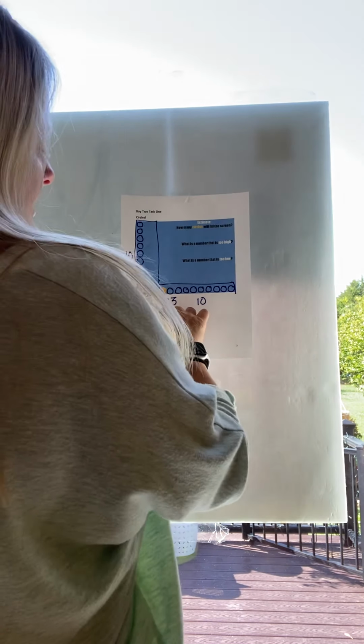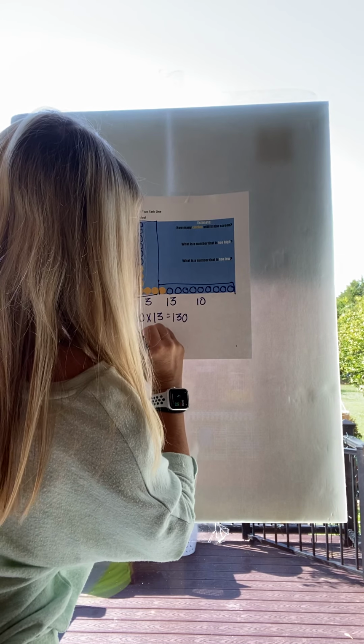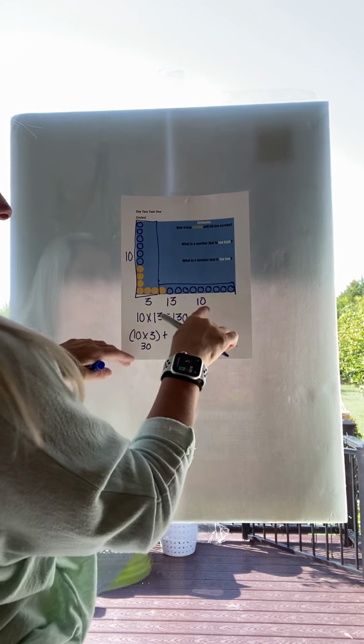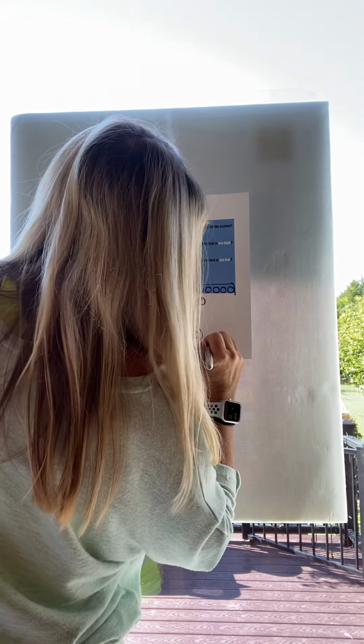So then I could use the distributive property to say, well, I know 10 times 3 is 30. And I know 10 times 10 is 100. And then I combine the two to make 130.